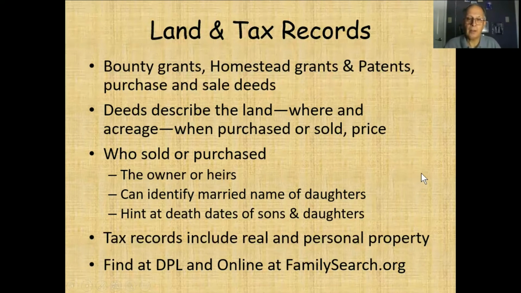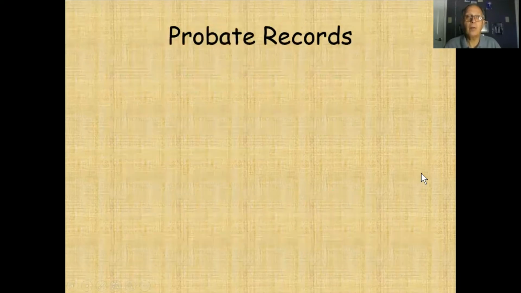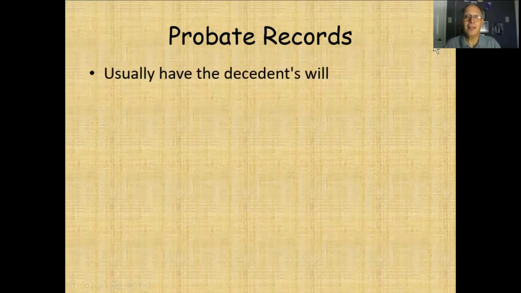Do a locality search for records. Probate records, and these are actually kind of fun. Usually have a copy of the decedent's will if there is one. It looks like before 1900, they only ended up in probate if there wasn't a will.